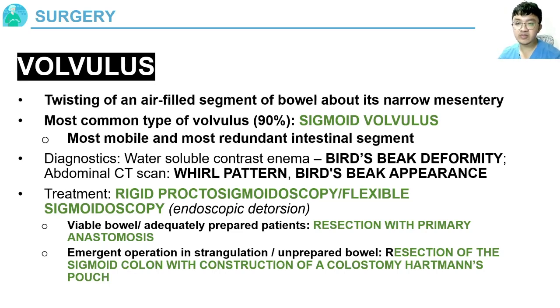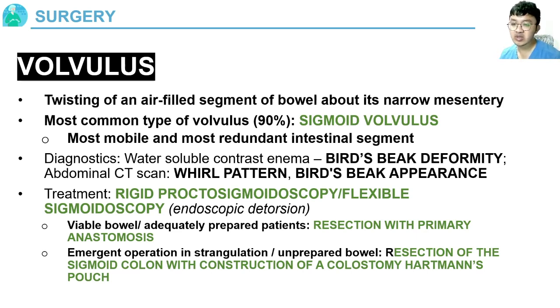The reason why the sigmoid is more commonly associated with volvulus is because it's the most mobile. Remember the pathophysiology of volvulus, it's twisting. So if it's twisting, the most common segment affected is the one that's most susceptible to twisting, the one that's always moving. It's your sigmoid volvulus. And it's actually the most redundant. It has longer loops than it needs to actually pass the feces down to the anus.